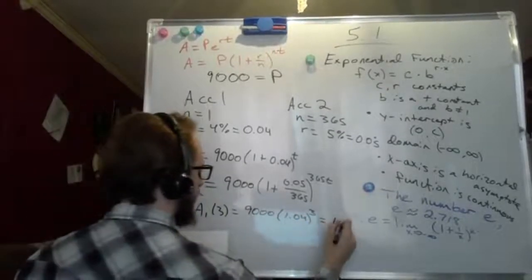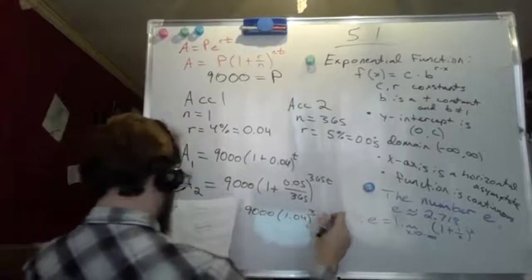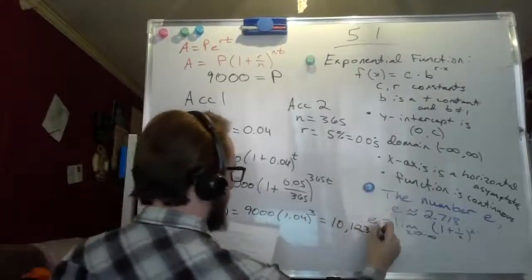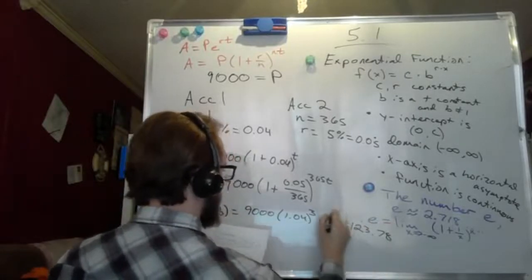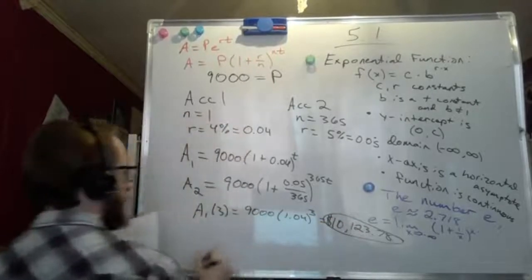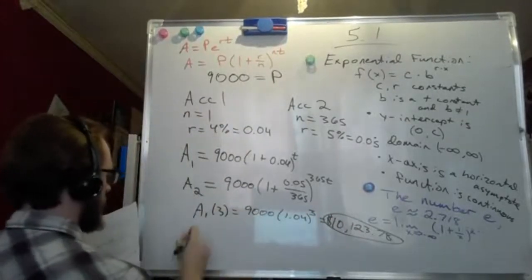is 10,123 and 78 cents. Okay, so not bad. That's the account balance after 3 years if it's put in account 1.